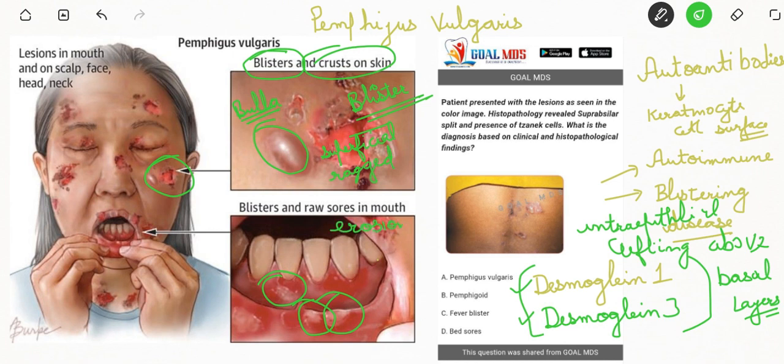A characteristic feature of pemphigus vulgaris is that a bulla can be induced on normal appearing skin if a firm lateral pressure is applied, and this is a positive Nikolsky's sign.